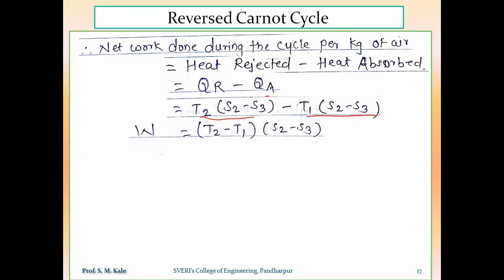The net work done on the system will be equal to T2 minus T1. Here, S2 minus S3 is the common term. That's why I can take S2 minus S3 as common, and outside of the bracket there will be T2 minus T1. So the net work done during the process is nothing but T2 minus T1 in one bracket, into S2 minus S3 in another bracket.